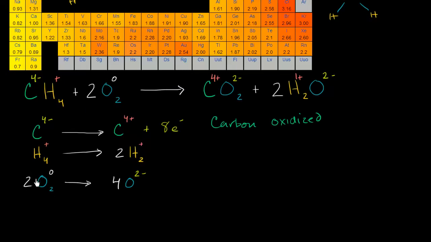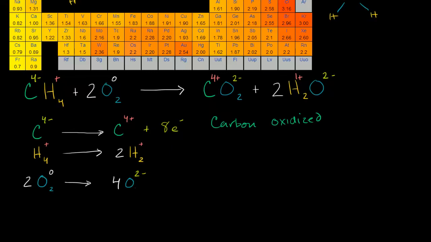I could have written 4O here instead of 2O2. Either way, I'm just really trying to count the oxygens. Here I have 4 oxygens with a neutral oxidation number, an oxidation number of 0. And here I have 4 oxygens with a negative oxidation number. So how do you go from 0 to negative? Each of them must have gained 2 electrons. So if you have 4 oxygens, each of them gaining 2 electrons, we could actually write the reaction like this.